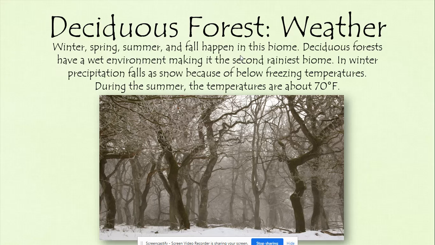The deciduous forests have a wet environment, making it the second rainiest biome. In winter, precipitation falls as snow because of below freezing temperatures. During the summer, the temperatures are about 70 degrees Fahrenheit.